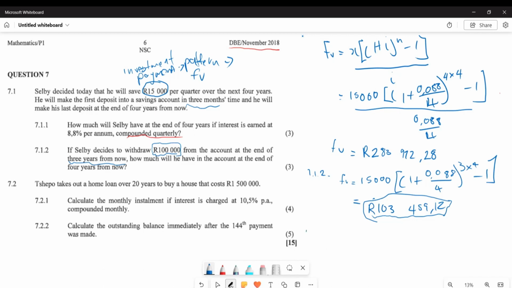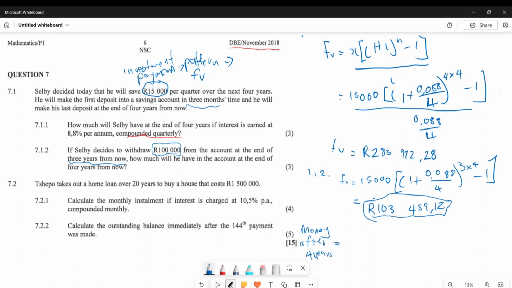We are going to use the amount at the end of 4 years, which is our outstanding balance. Or rather, the money at the end of 4 years, not necessarily the outstanding balance. Let's use the correct terminology there. So the money after 4 years.